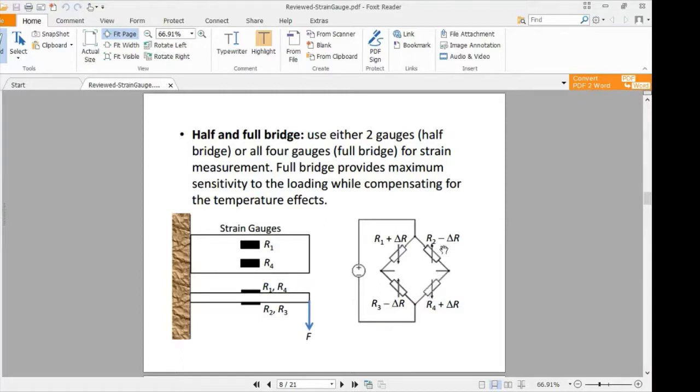For strain gauge 2 and strain gauge 3, since they are experiencing compression, they have a negative delta R. If this structure is subjected to an axial force instead of a moment, then the resistance change will be equivalent for all of them. That is, all of them will experience a positive delta R if it is tension. If it is compression, then all of them will experience a negative delta R.